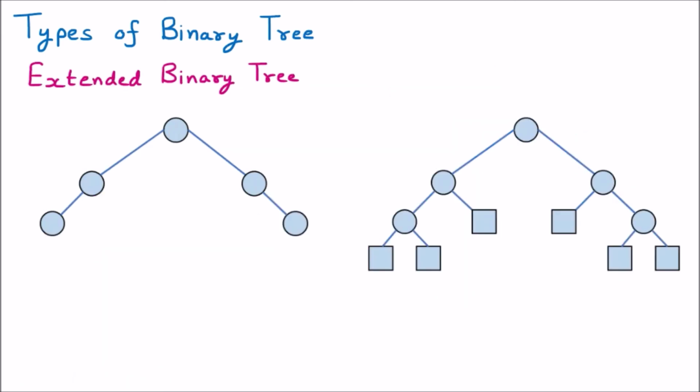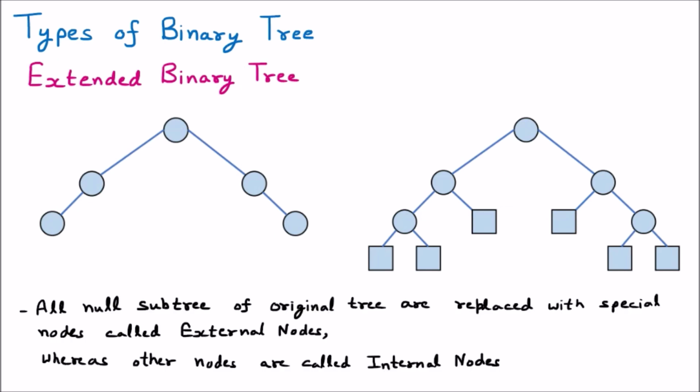Talking about the extended binary tree, all null subtrees of the original tree are replaced with special nodes called external nodes, whereas the other nodes are called internal nodes. To understand this, we first take an original tree. So this is the original tree where we have certain nodes like A, B, C, D and E. So this is the original tree.